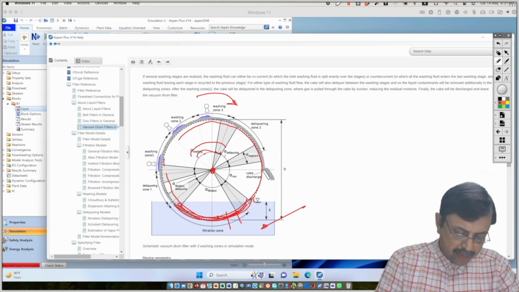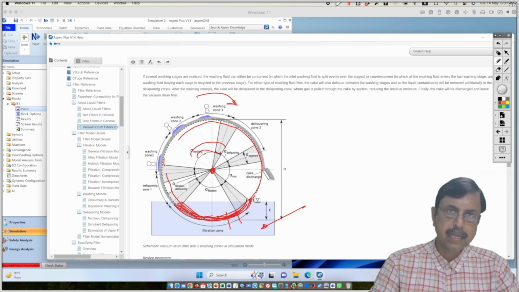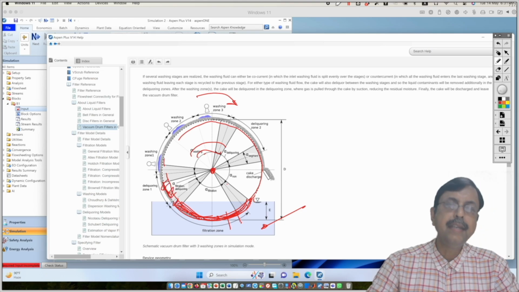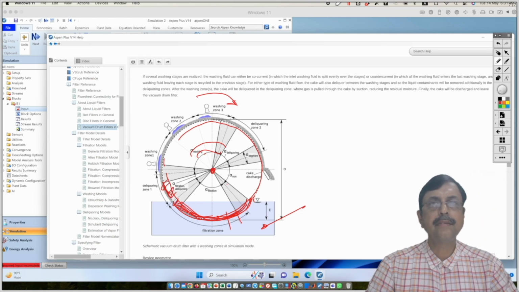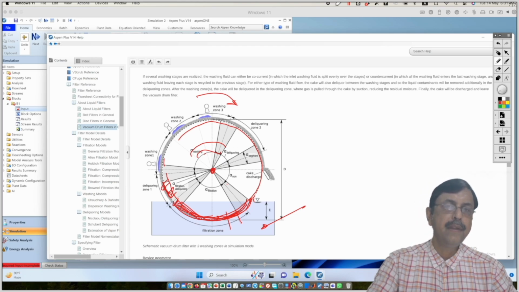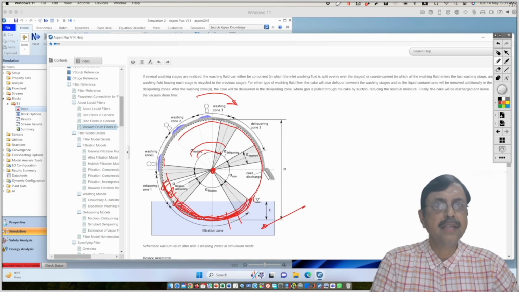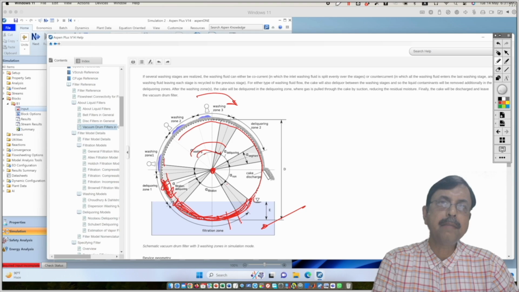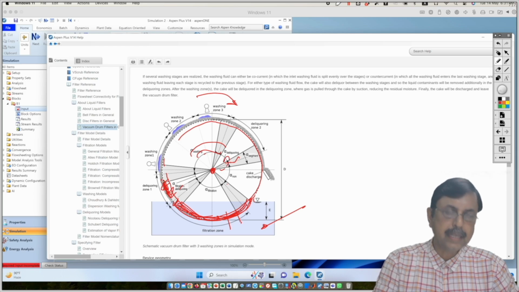This portion is obviously the filtration zone where the filtration occurs, and this portion is the deliquoring zone. Deliquoring means demoisturizing the cake, because once the filtration happens and the cake forms, the cake will also have some moisture in it. The cake will not be dry, right? In this deliquoring zone, no more filtration is occurring, but liquid is sucked by the vacuum inside the cylinder and the cake becomes dry.